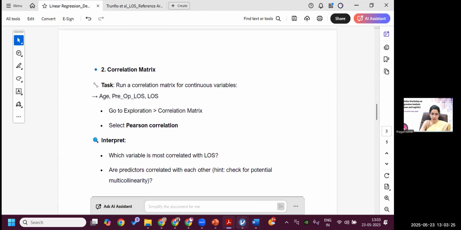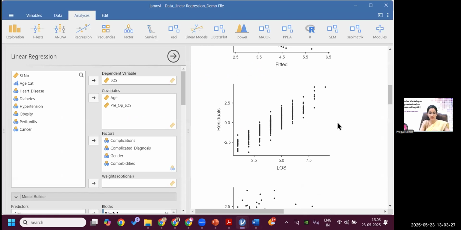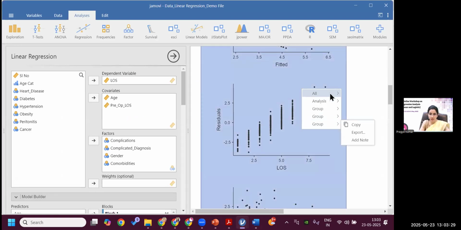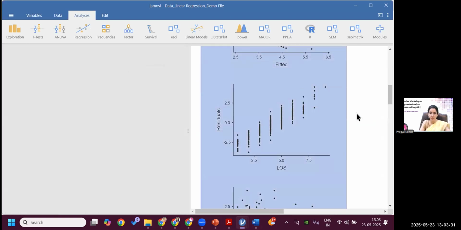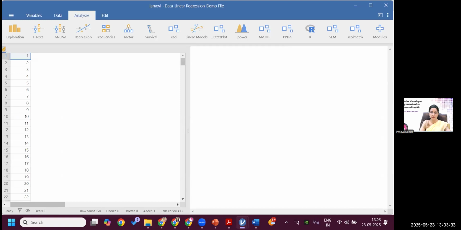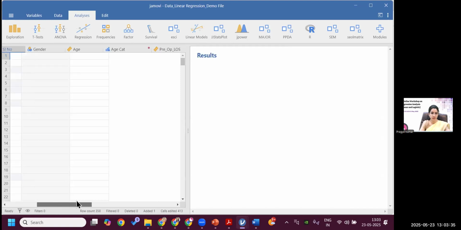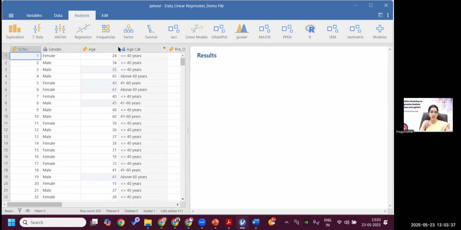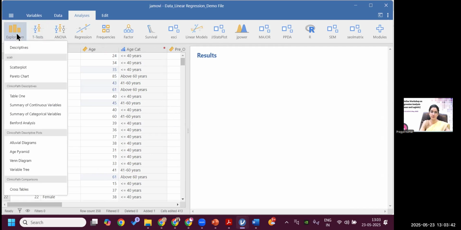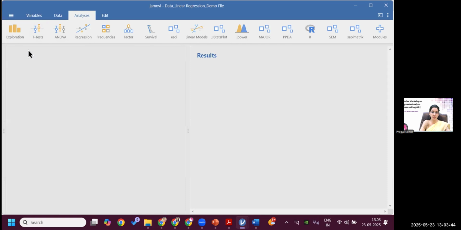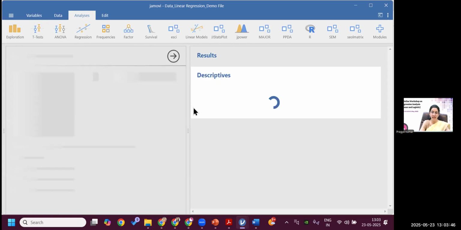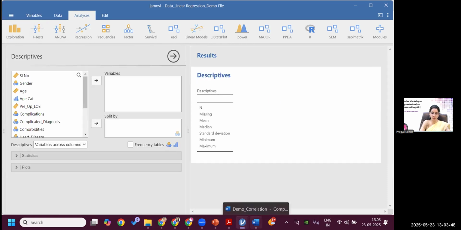So I'll go to the data set now. This is the data set. I'll remove all this analysis. So this is the data set. First, I'll go with the exploration, meaning I have to check the descriptives. So I'll go with this descriptive. I'll just see, because in here also, if you see the table, you have to give the descriptive statistics.